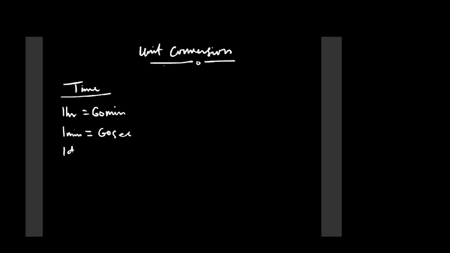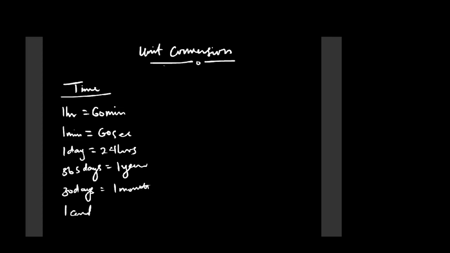And then 1 day is equivalent to 24 hours. And then 365 days is what makes 1 year. And then we have that 30 days is equivalent to 1 month in most of the calendars. 1 century is equivalent to 100 years. And 1 millennium is equivalent to 1,000 years. So all of these are very important for you to note.